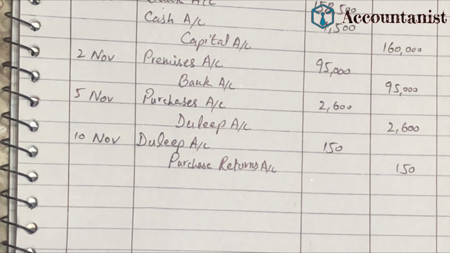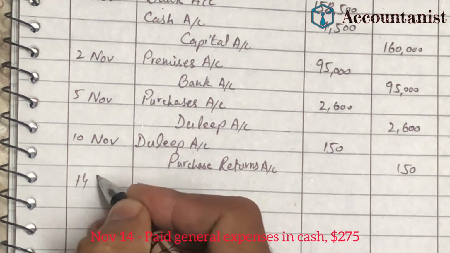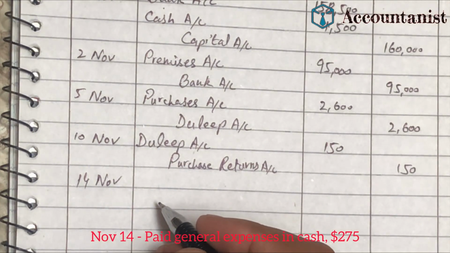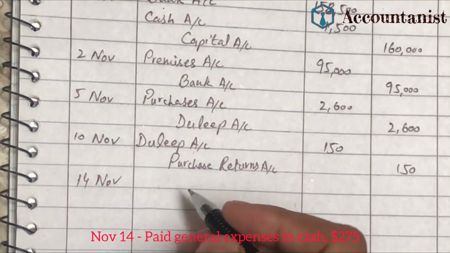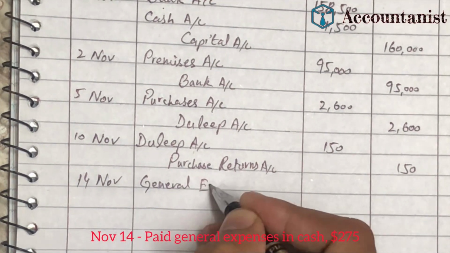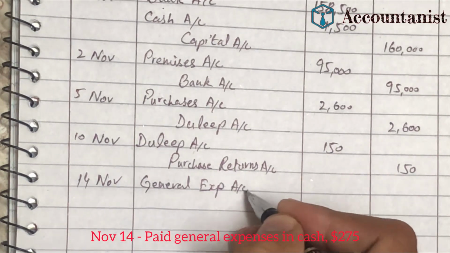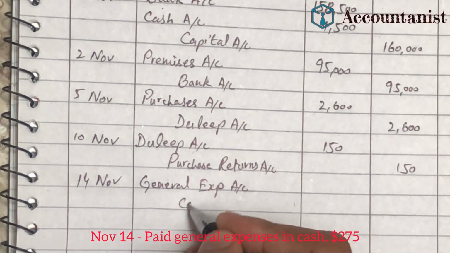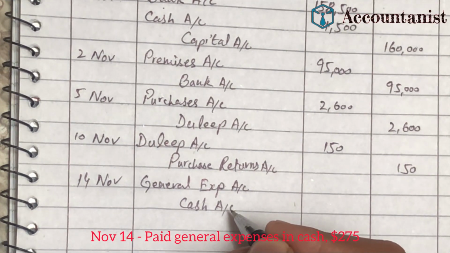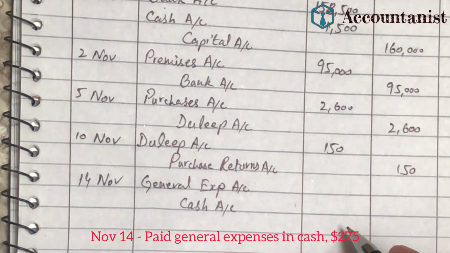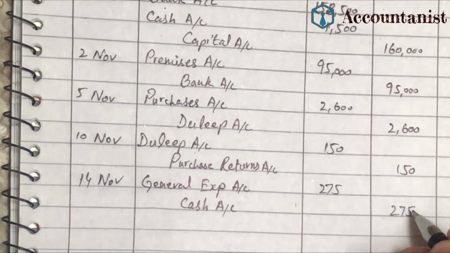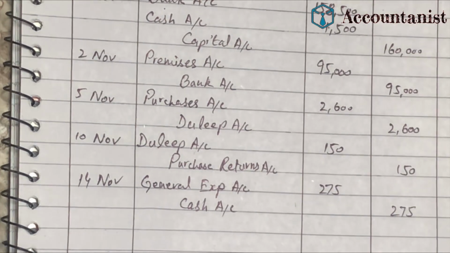It happened on the 14th of November. It says that we paid some general expenses by cash. General expenses are an expense, so we are going to make them on the debit side, and cash is going to be reduced. So the cash account is going to be down by 275. So 275 will come up on both the debit and credit side.